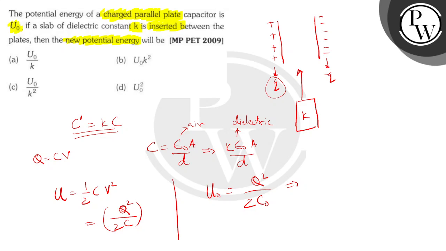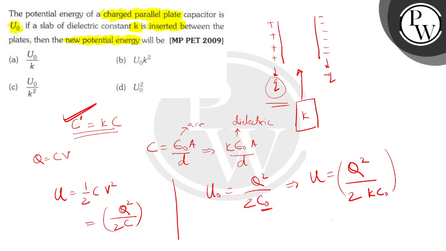Now, when we insert the dielectric, we have a different U. U is equal to Q square by 2, where Q is constant, as I explained before, since there is no change in the charge. But since the initial capacitance was C naught and now there is a dielectric in between, we are going to have the new capacitance as K times C naught. So we now have K times C naught.